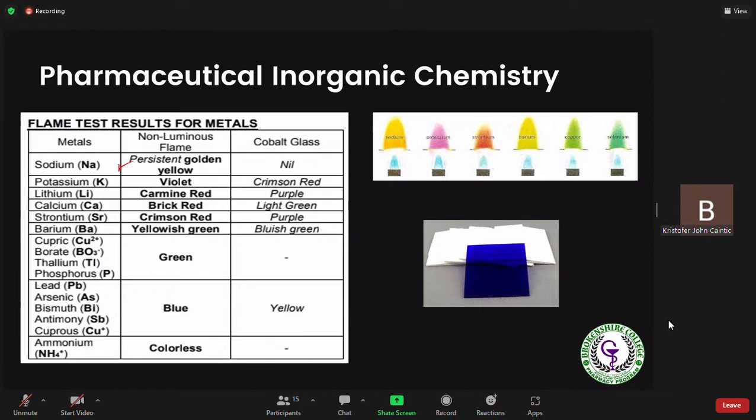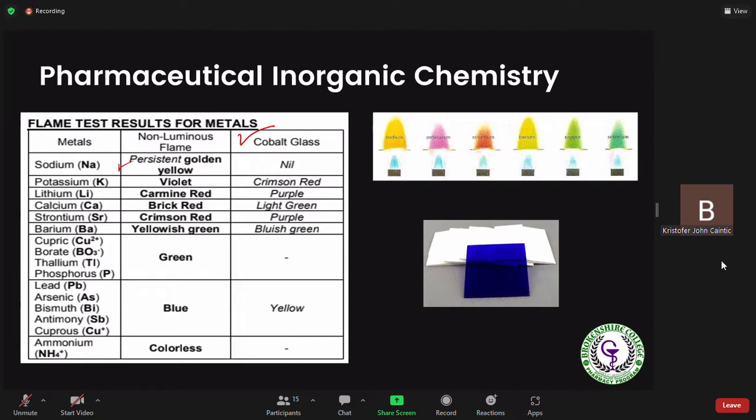Because in a plain test, class, it is possible that it will give a false positive, or a wrong result. No? Either way, it is possible that the element you are using was contaminated. So it will give a false positive. In order for us to really test if that metal is present, we will use cobalt glass. So cobalt glass, kumbaga, is a confirmatory test that the substance is really the element.